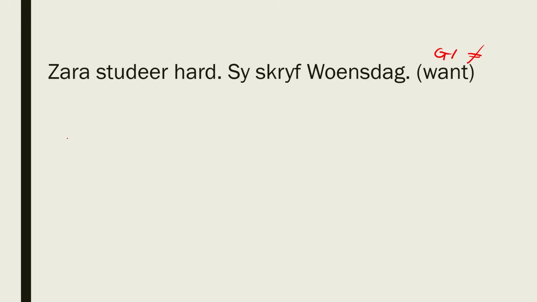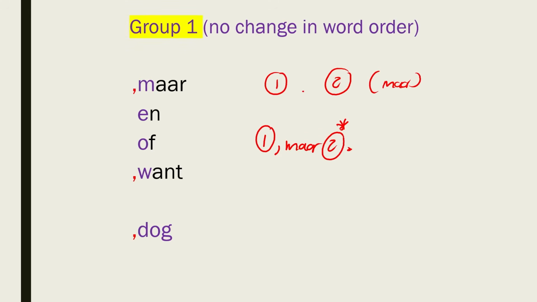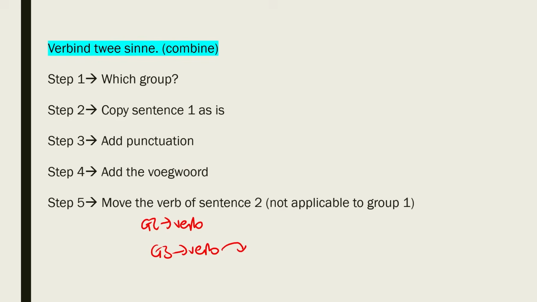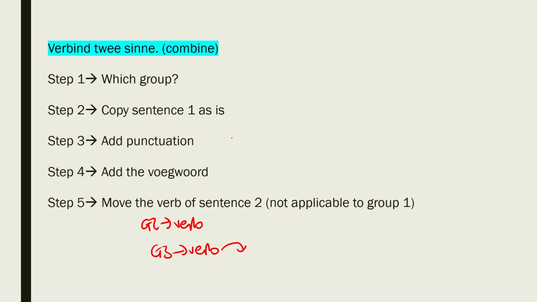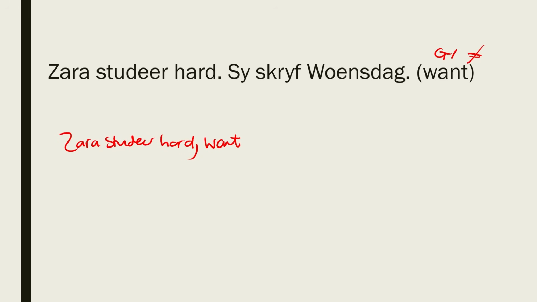So literally what you do is, you write the first sentence as is, you add any punctuation. And remember, what was our punctuation? It was a comma. So we add our comma. We add our voegwoord, want. And what do we do now? What is the step? You move the verb, if applicable. But remember, this is a group 1, so we write our sentence as is. So you'll have, Zara studeer hard, comma, want sy skryf woensdag.